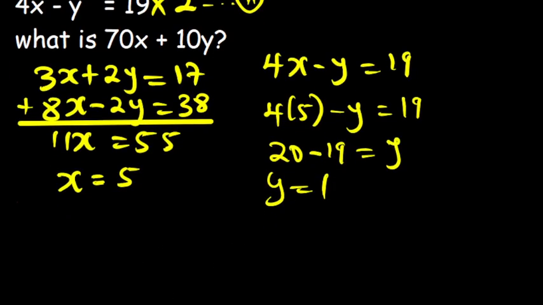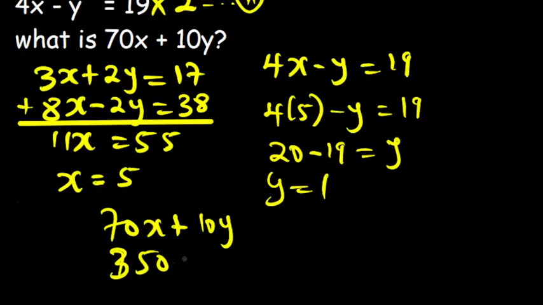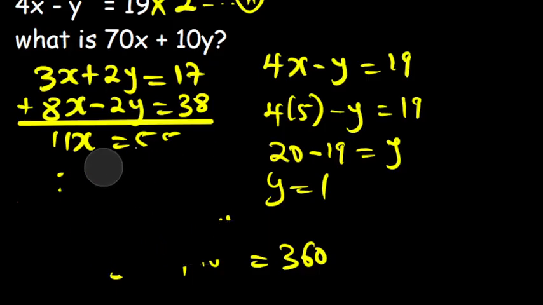So the next thing is to find this. This is 70x plus 10y. Okay, so we have 70 times 5 is 350 plus 10 times 1 is 10. So our final answer here is 360. Okay, now let me use the second method.